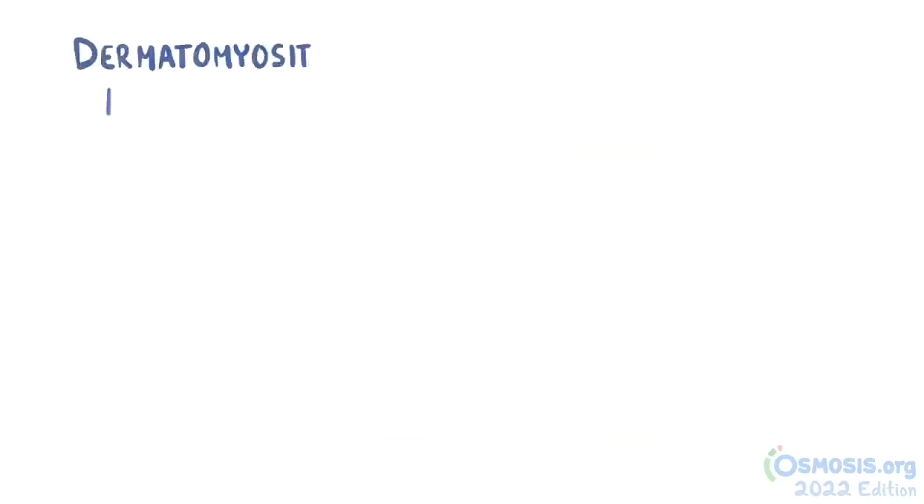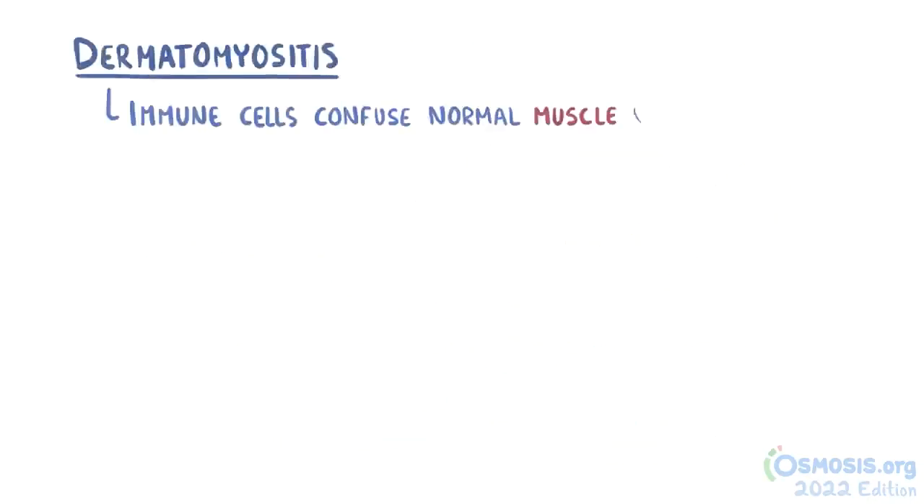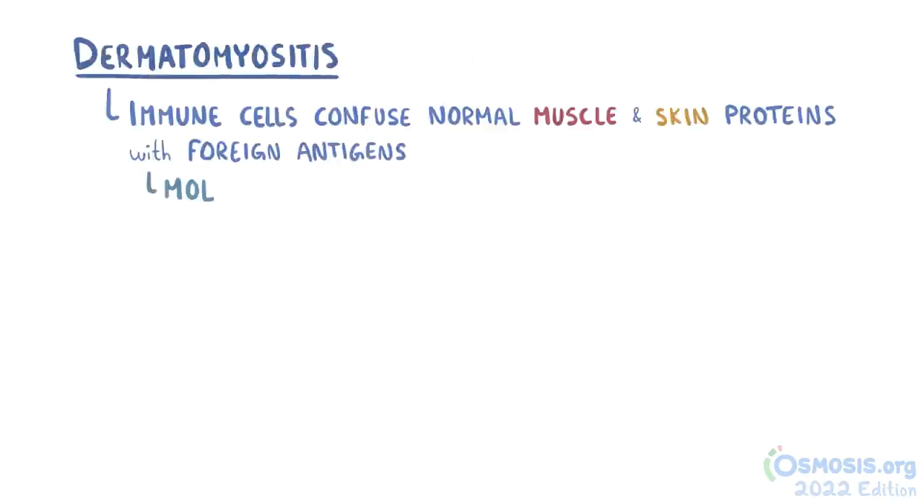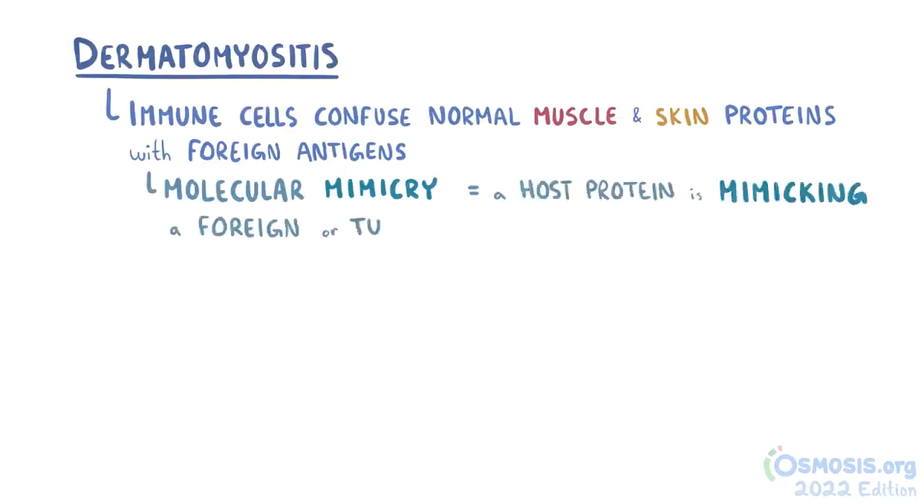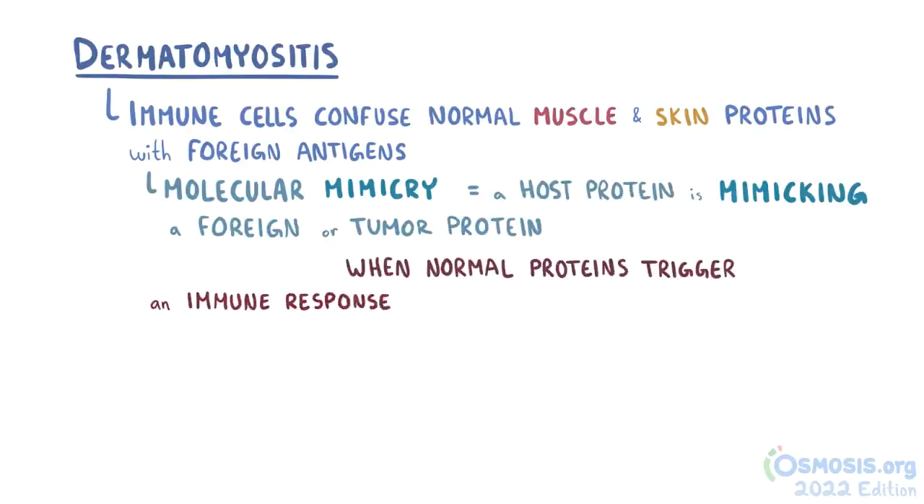In dermatomyositis, immune cells confuse normal muscle and skin proteins with foreign antigens. This process is called molecular mimicry, because from the perspective of the immune cells, a host protein is mimicking a foreign or tumor protein. When normal proteins in our body trigger an immune response, that protein is called an autoantigen. These autoantigens get picked up by B lymphocytes, which start producing antibodies against them.